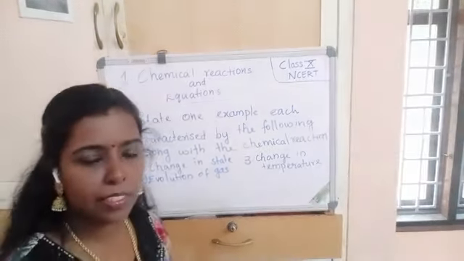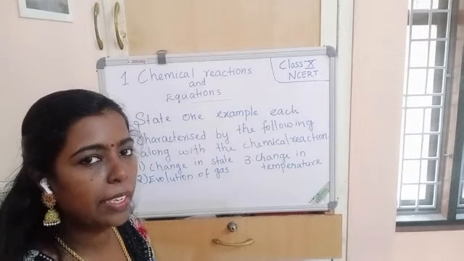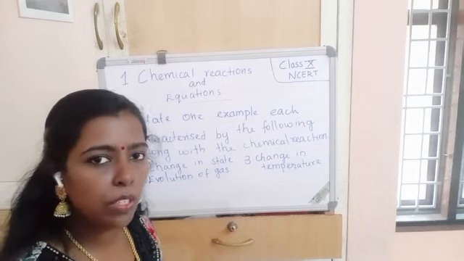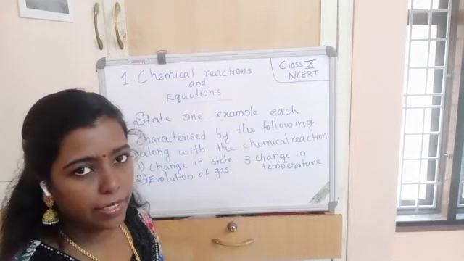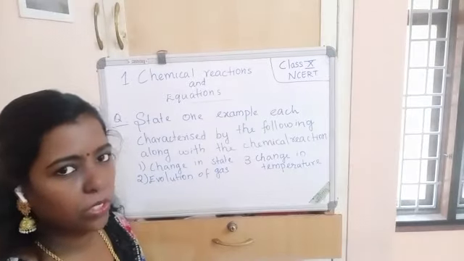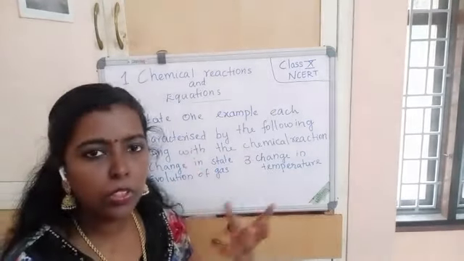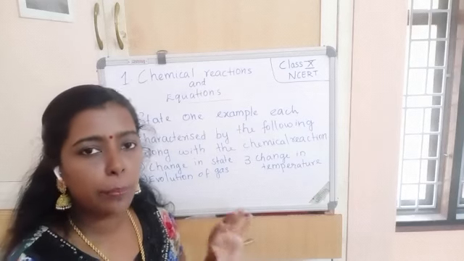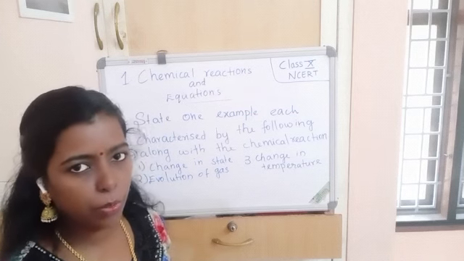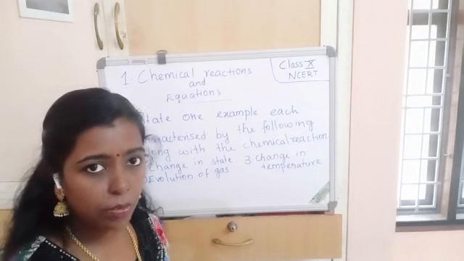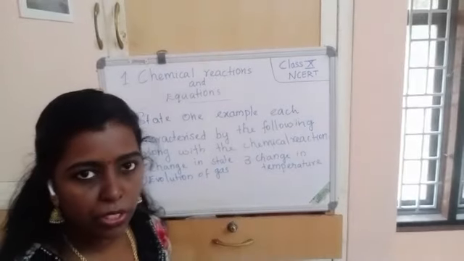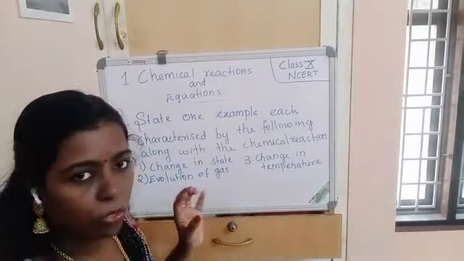Then evolution of gas. Zinc granules are taken in a conical flask with dilute hydrochloric acid. Zinc reacts with the hydrochloric acid to form zinc chloride and hydrogen gas is evolved. Then the third one is change in temperature. In the same reaction, when we put zinc granules inside the conical flask with dilute hydrochloric acid, the temperature is normal room temperature. After the reaction takes place, the temperature of the conical flask increases. So a change in temperature takes place. These are the answers to this question.